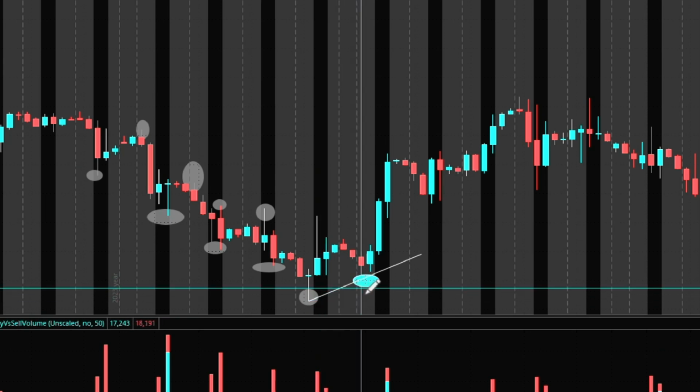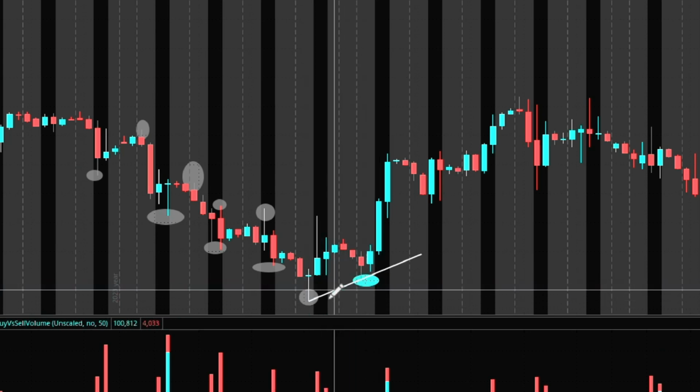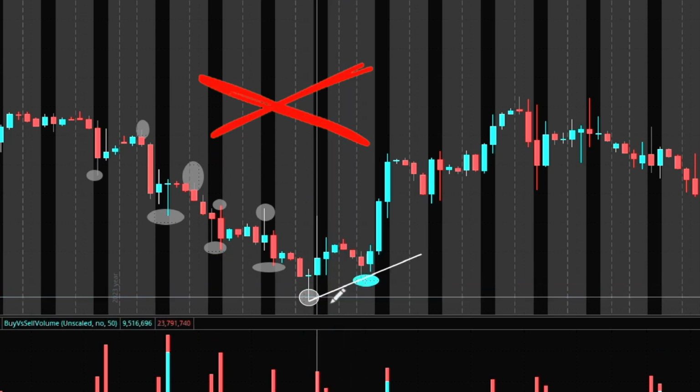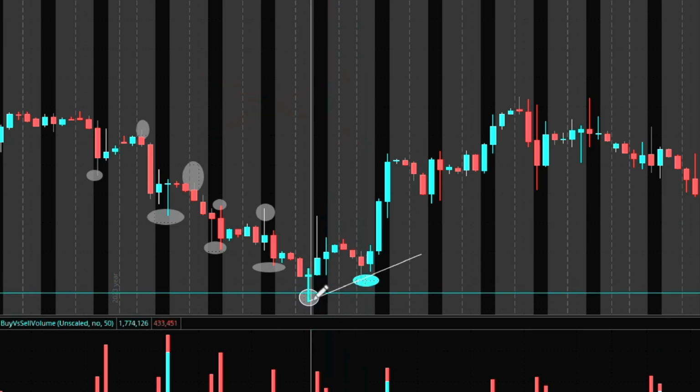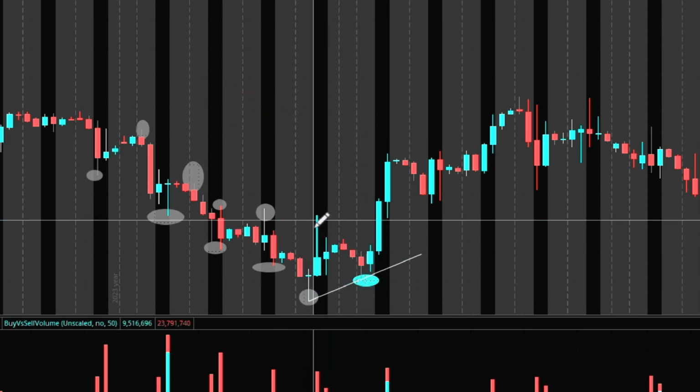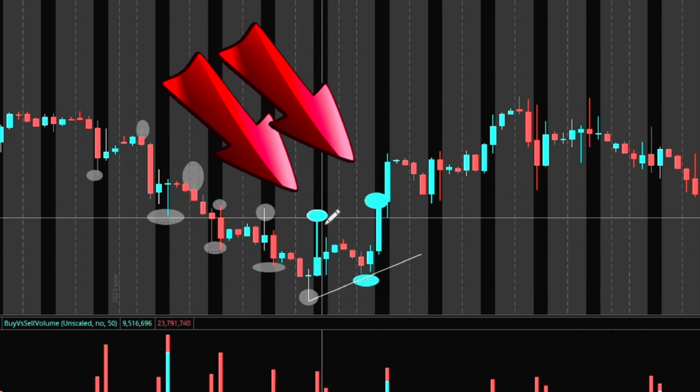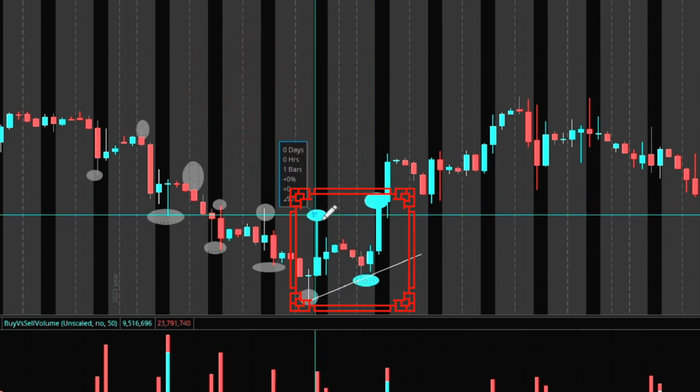So we get our first break in structure, and now we're starting to create a higher low. I wouldn't just start taking calls here right away or think that it's going to potentially bounce to the upside until we see this break right here. Now we have a higher low and a higher high.